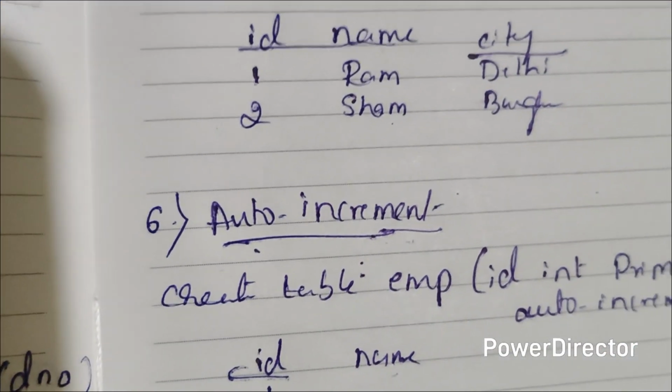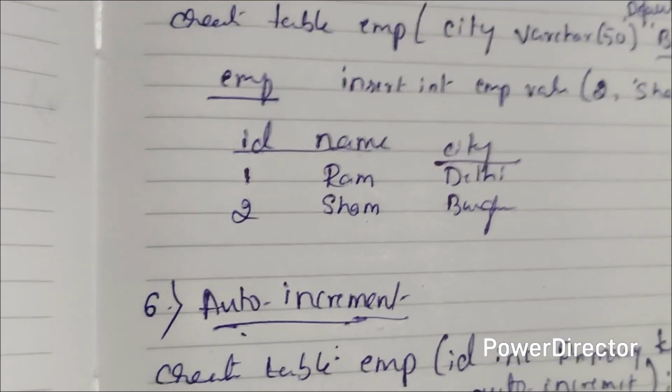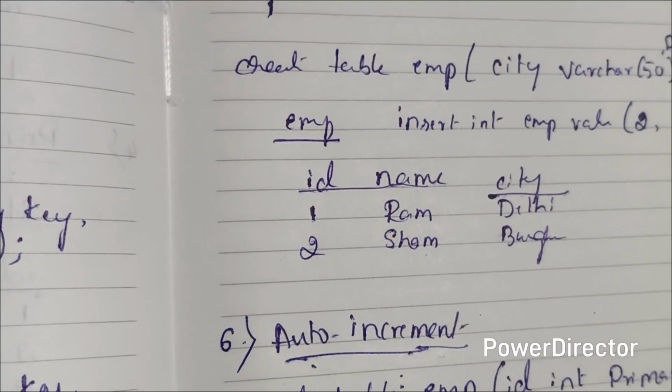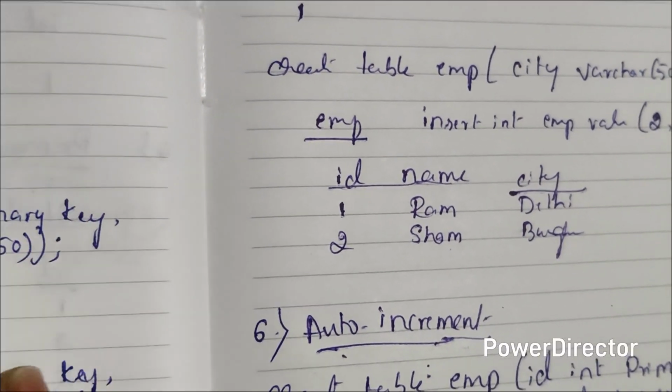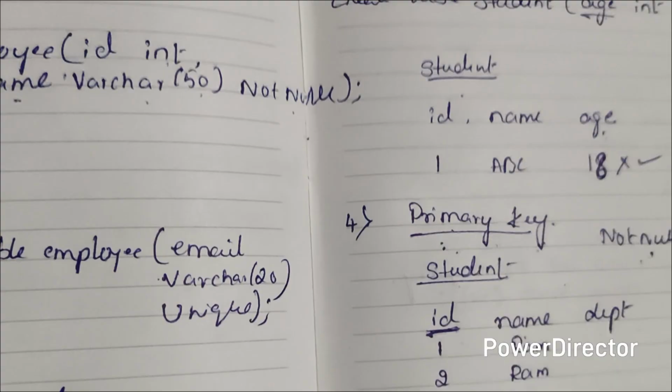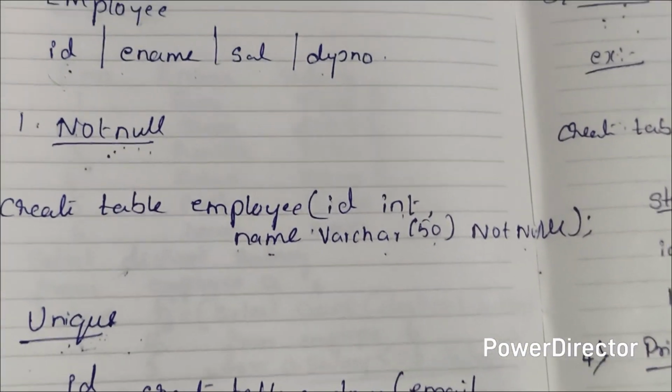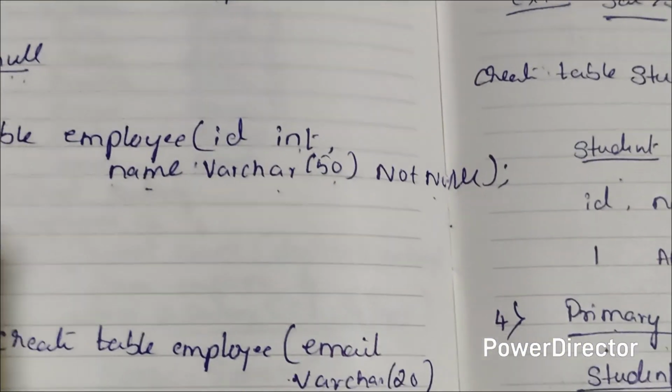So this is all about the constraints or the conditions in SQL. I hope you guys understood about this. Thank you.